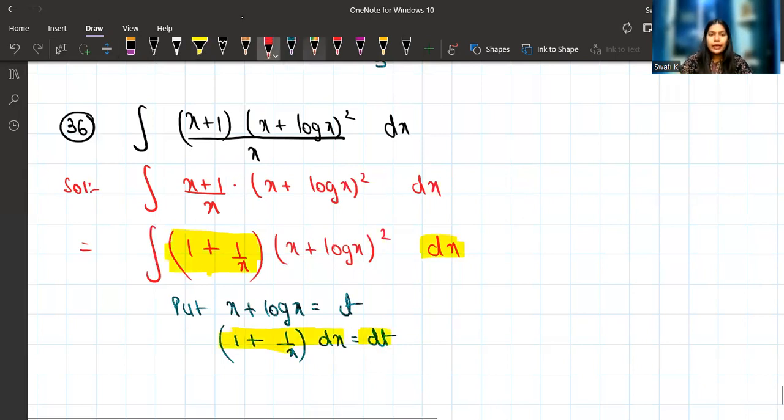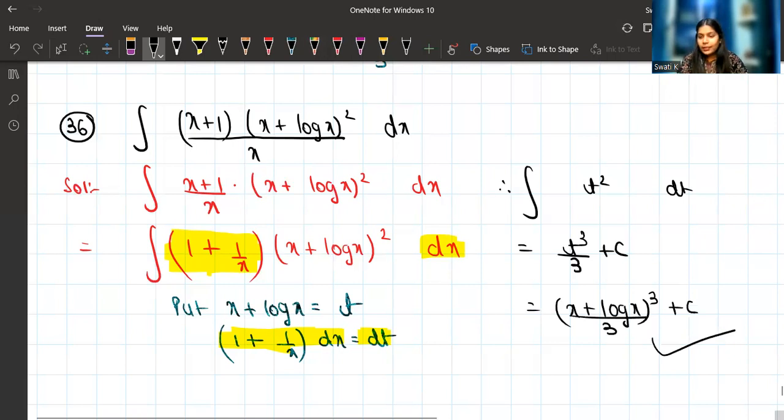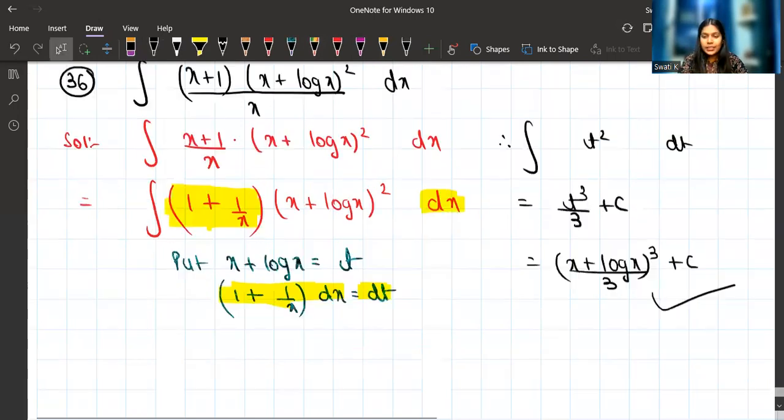So I can write my question as integration, for this yellow part, 1 plus 1 upon x dx is nothing but dt. And x plus log x I have taken as t, so it is t square. If I integrate, it is t cube upon 3 plus c. T is nothing but x plus log x, so it is x plus log x raised to 3 upon 3 plus c. That's the answer. Now let's go to the 37th question.